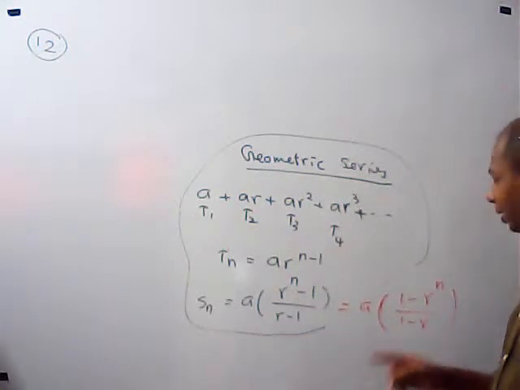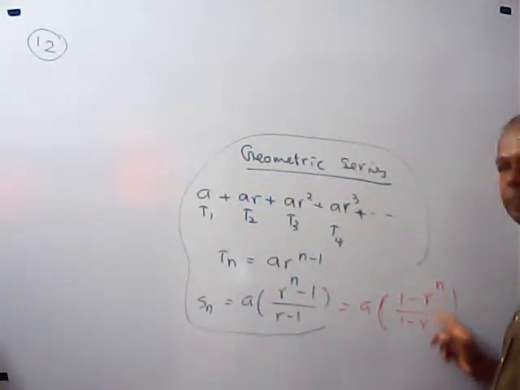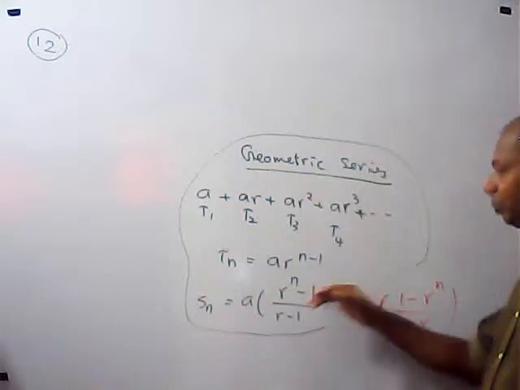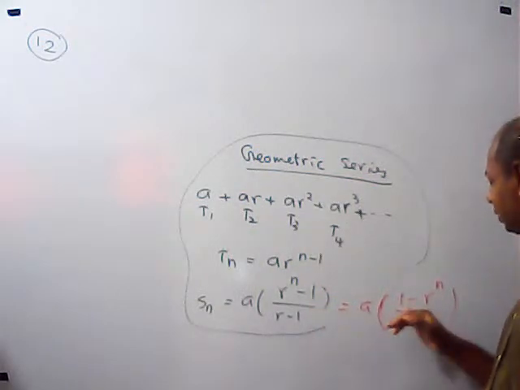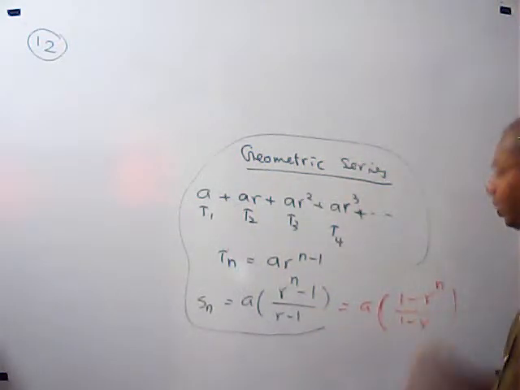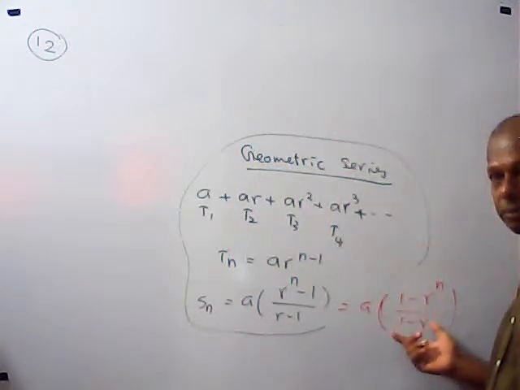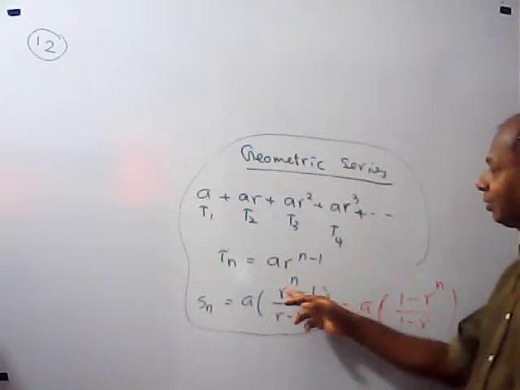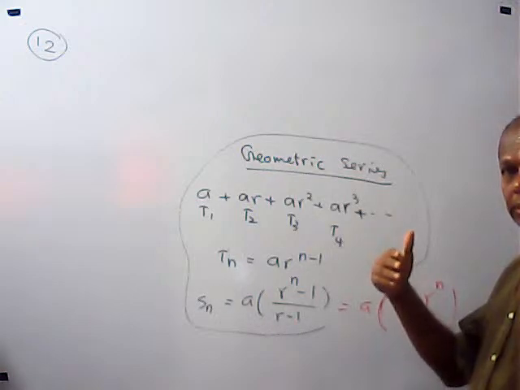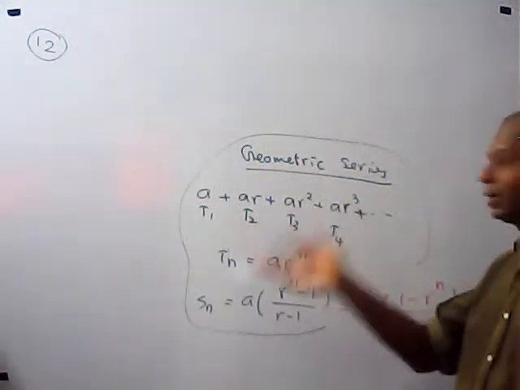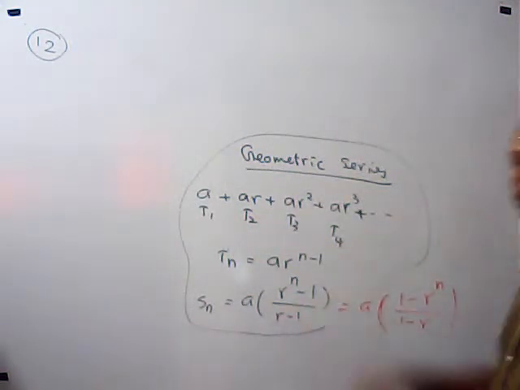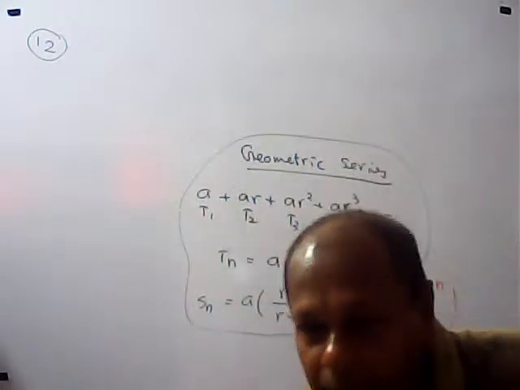Normally, if R is less than 1, we can go to this. No problem, you can use this even, right? But it's easy to use this for R between -1 and +1. For a decimal value of R, we usually use this. If R is less than -1 or greater than +1, we can go to this. It's not a rule, right? It's just for convenience.